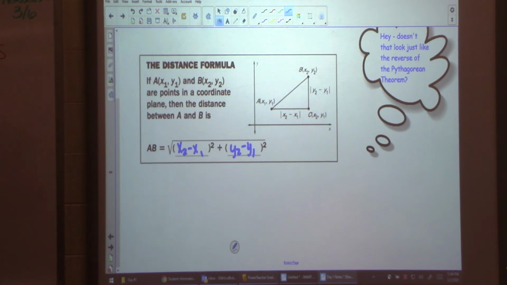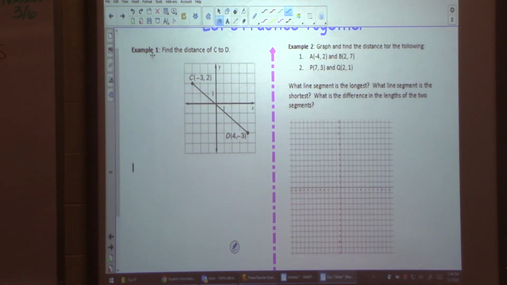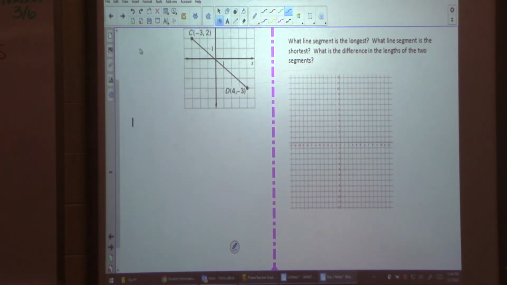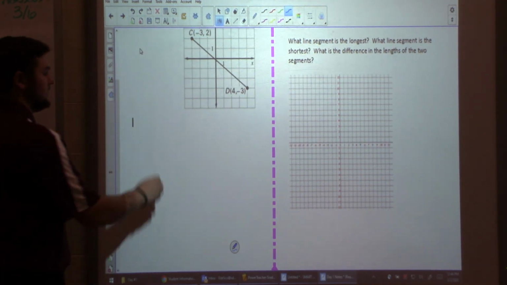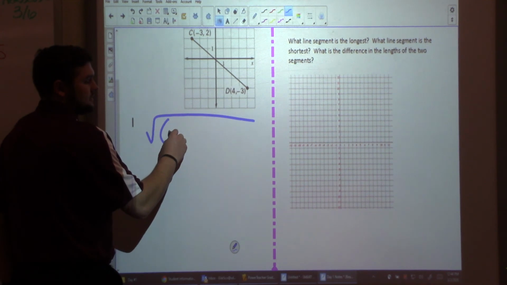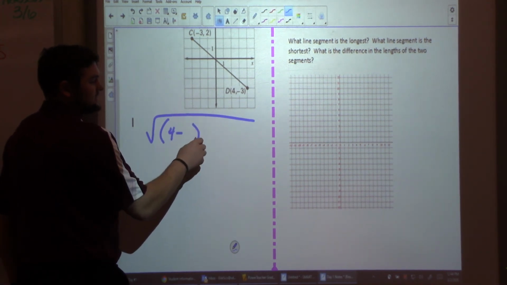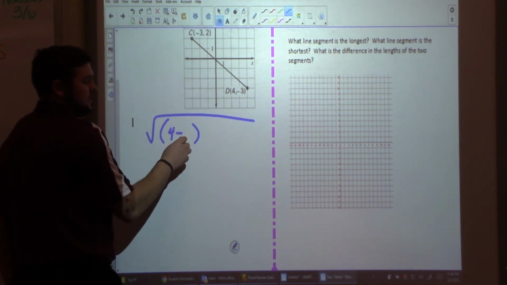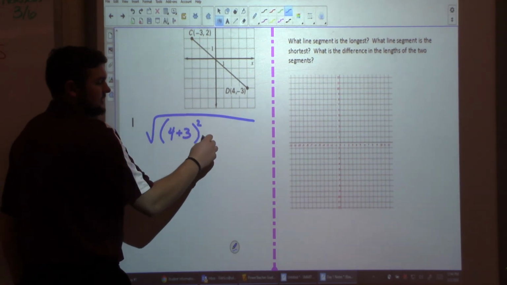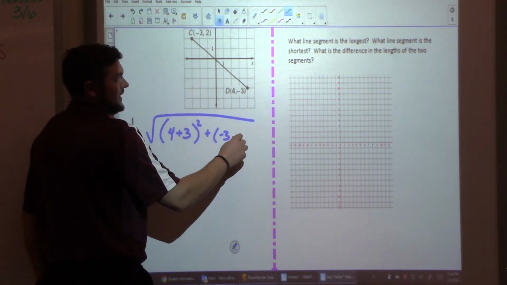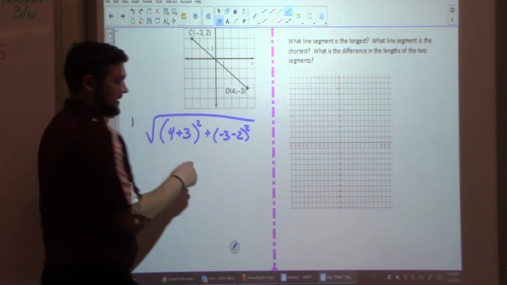Okay, should we try some? Wonderful, let's do it. So, find the distance from C to D. The hardest part, guys, is setting up the formula. Square root of x2 minus x1, which is -3. Minus -3 is like plus 3, squared. Plus y2 minus y1 squared.